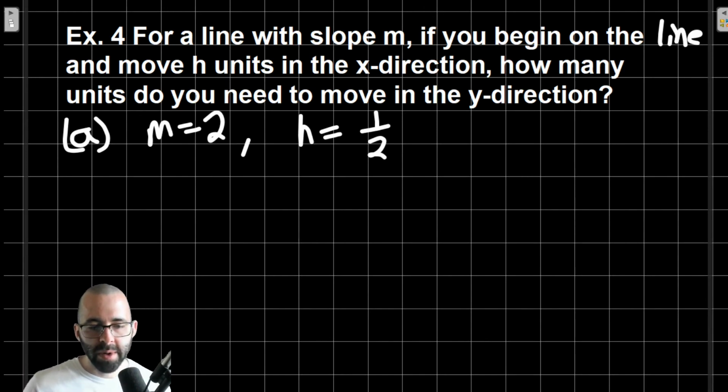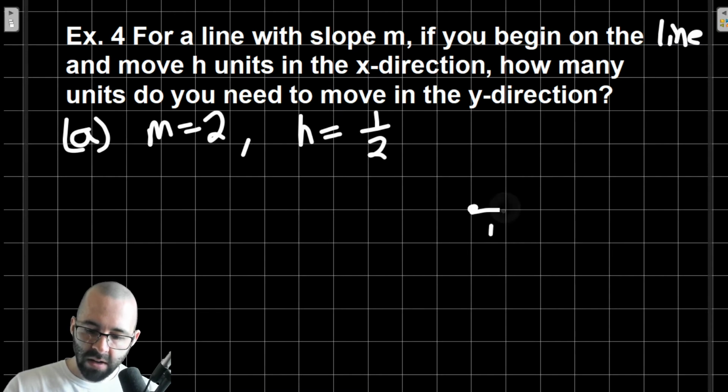So our slope is 2. And remember what a slope of 2 means, right? That means that if we go over 1, we're going to go up 2, right? That's what m equals 2 means.